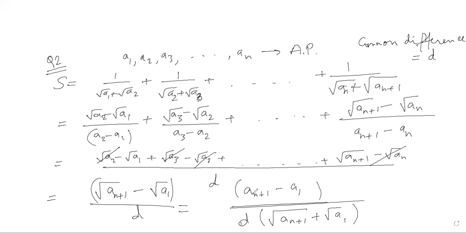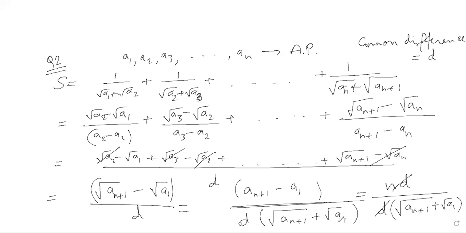So this we can write as A1 plus ND. If we write this as A1 plus ND, A1 minus A1 will get cancelled. So we will be left with ND upon D, and then in the denominator, root of An plus 1 plus root of A1. D will be cancelled out, and we are left with the final expression n upon root of An plus 1 plus root A1.